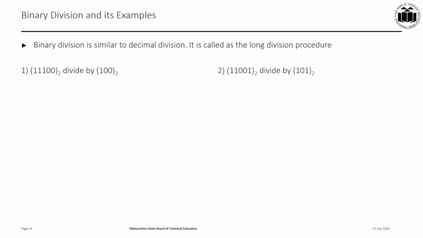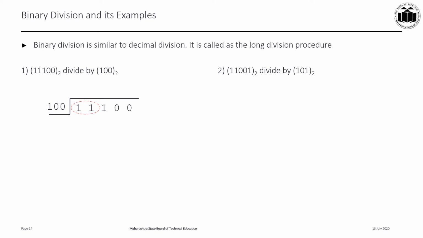Binary division and its examples. Binary division is similar to decimal division, and it is also called the long division procedure. Now let us take the first example where 11100 binary number is to be divided by 100 binary number. Now 11100 is the dividend and 100 is the divisor. In the dividend, starting from the MSB bit, it is a 1. But 1 is less than 100, which is the divisor. So division is not possible.